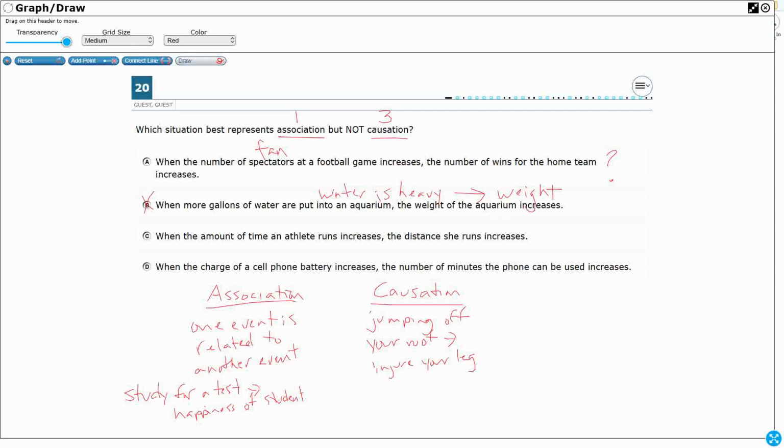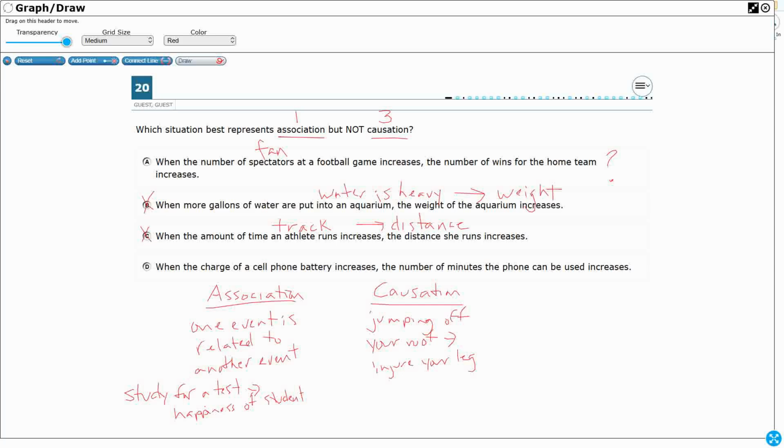When the amount of time an athlete runs increases, the distance increases. Well, assuming we're outside, right? If we're on a track or if we're on something like that, definitely yes. More running, more distance. If we're running on a treadmill, that's not necessarily going to be the case, though the treadmill will keep up with the simulated distance. So I guess either way, that's not going to be an association. There definitely is a causation.